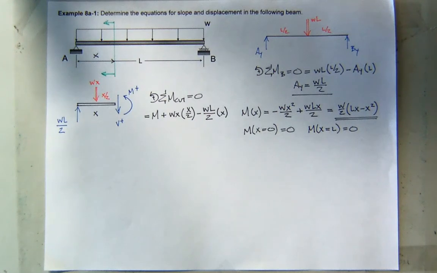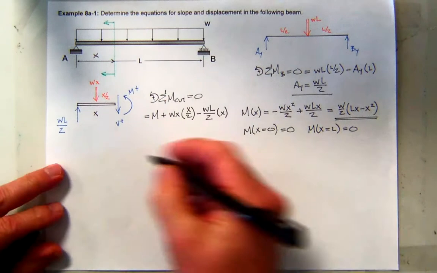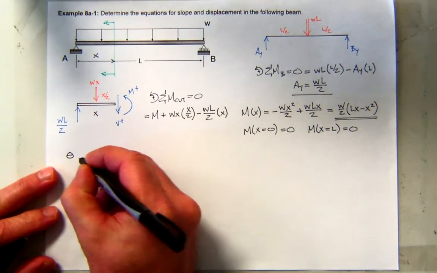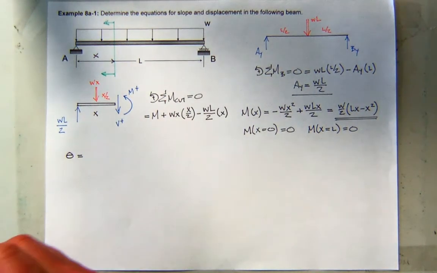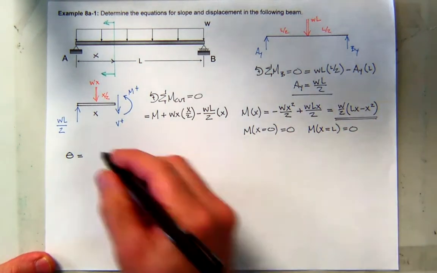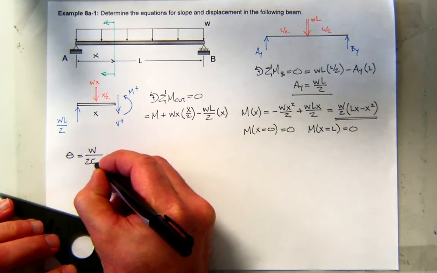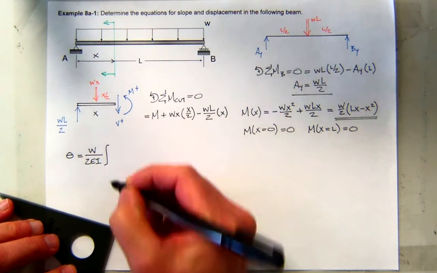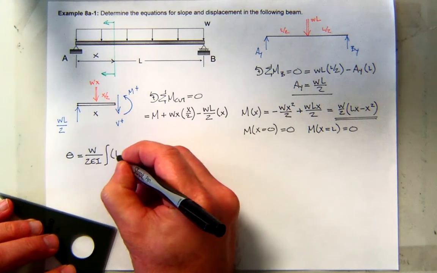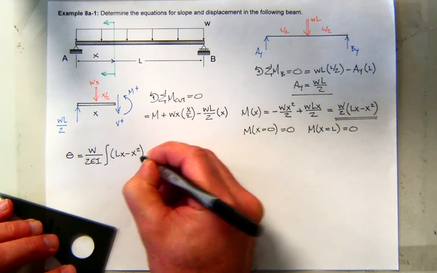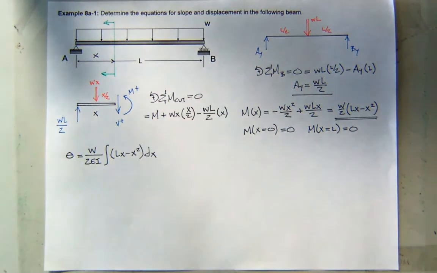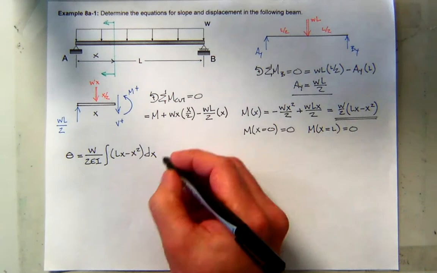Of course, I'd never give you this easy a problem for exam 1, but you would be done. So now what do we do? Integrate that thing. The first integration will yield the slope, and remember, it's the moment divided by EI. EI we'll assume is constant. I've also got this W over 2, so I'm going to factor that out. So I'm going to have W over 2EI and then the integral of my moment, which will be LX minus X squared dx.